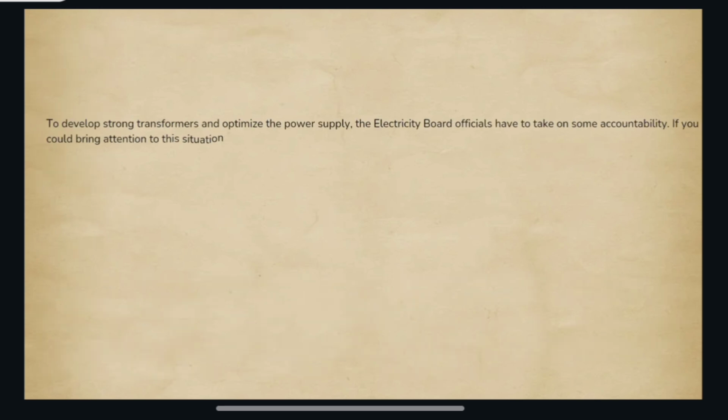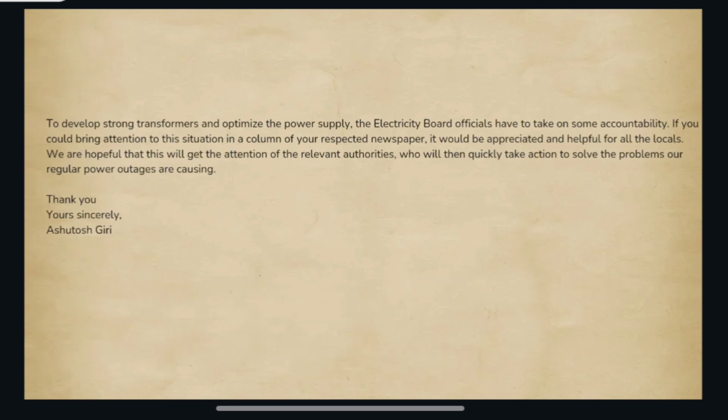To develop strong transformers and optimize the power supply, the electricity board officials have to take on some accountability, some responsibility. If you could bring attention to this situation in a column of a respected newspaper, it would be appreciated and helpful for all the locals. This is the ending and the concluding line. We are hopeful that this will get the attention of the relevant authorities who will then quickly take action to solve the problems our regular power outages are causing. Thank you. Yours sincerely. The name, if it is mentioned in the question, or you can write XYZ, ABC, or your name as well.